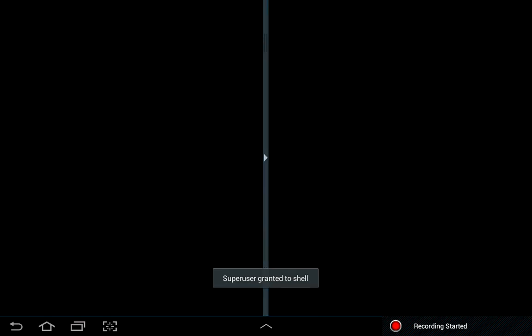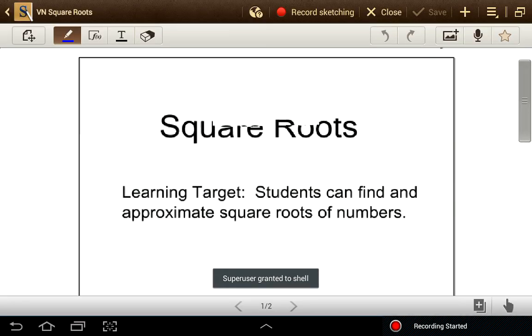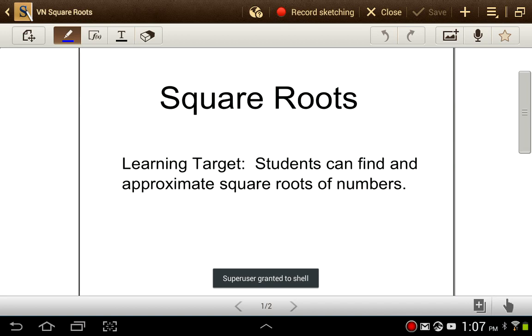Alright, here's our video for square roots. Learning target: students can find and approximate square roots of numbers. Okay, so we're going to be focusing on square roots today. Go ahead and write down your title. Make sure you write down your learning target in your notes. If you need to pause, go ahead. Otherwise, I'll be moving on to the next screen.